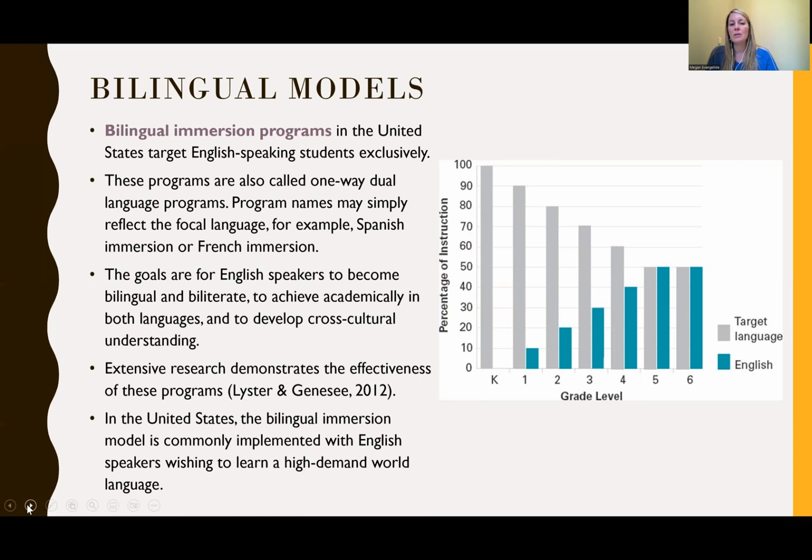The goals are for English speakers to become bilingual and biliterate and to achieve academically in both languages, to develop cross-cultural understanding. So extensive research shows the effectiveness of these programs. And in the US, the bilingual immersion model is commonly implemented with English speakers wishing to learn a high-demand world language.